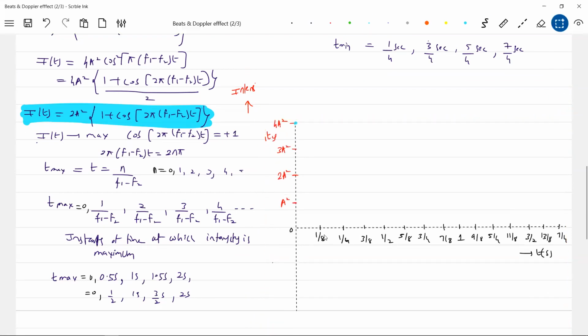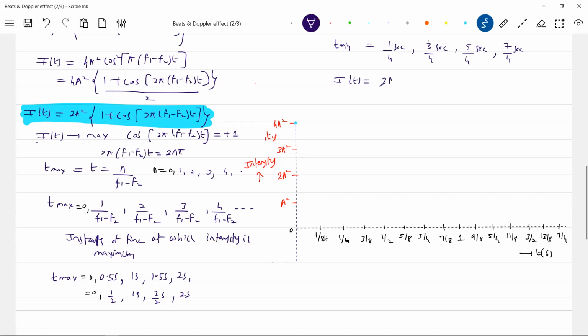Okay, so some of you are asking, sir, what is that? Looking at which equation you are plotting it, let me write that equation. It will help you. This is the intensity. Okay, now what is the graph? For this, you have to plot it. Let me write this.